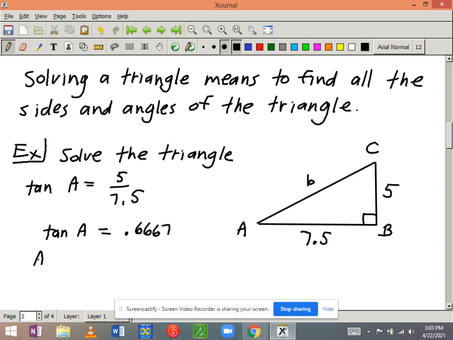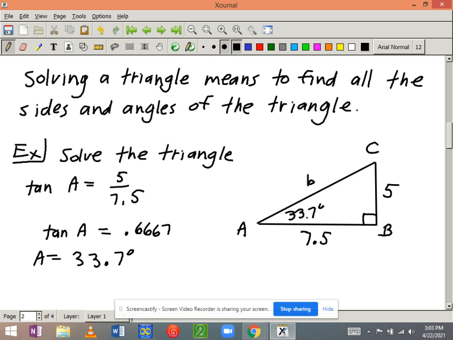So angle A, so go to your calculator and do inverse tangent, and you're going to get 33.7 degrees. I'm going to round that off, 34 degrees. No, 33.7, let's do that, 33.7 degrees. Usually nearest tenth is going to be what we're going to be working with this year. Okay, now I got that, so that's 33.7 right there.